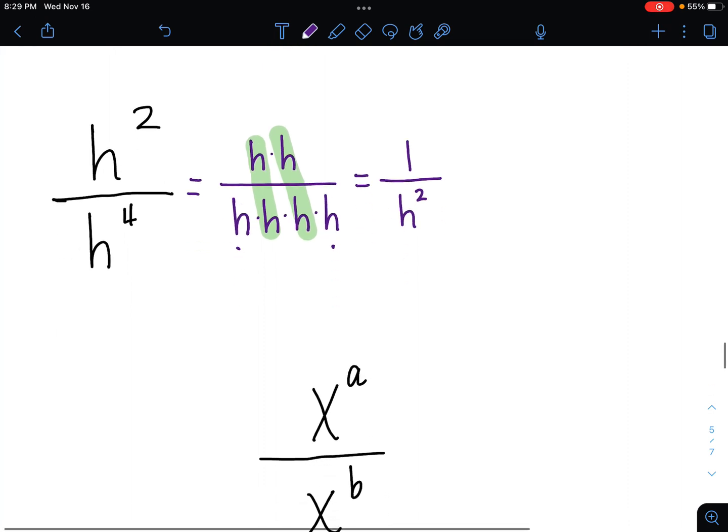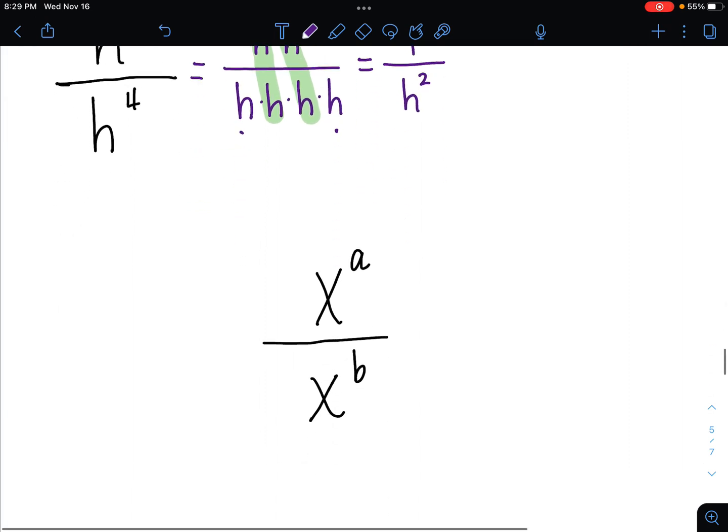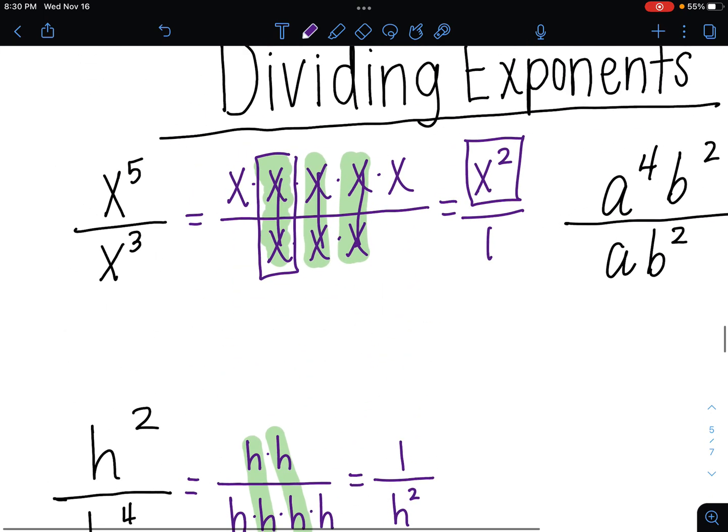Now, what does this look like? If we're thinking about the rule, if we don't want to take our whole problem and expand it out into factored form, maybe the exponents are just too big, maybe we just want a shortcut. So, if we go back and look, specifically at our exponents, we have 5 and 3, and our answer had an exponent of 2.